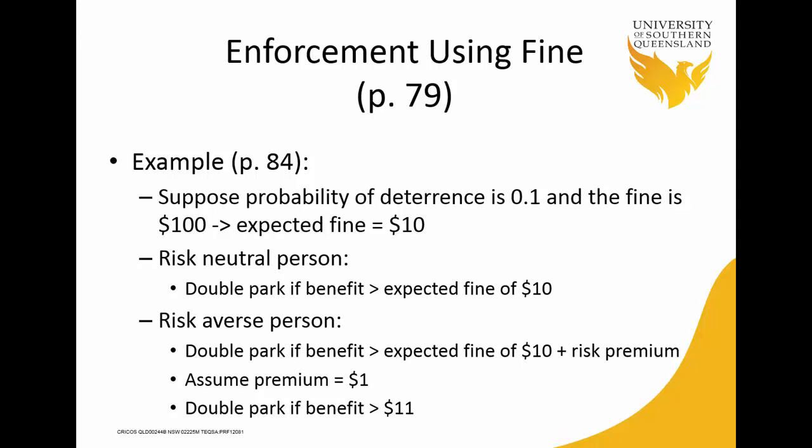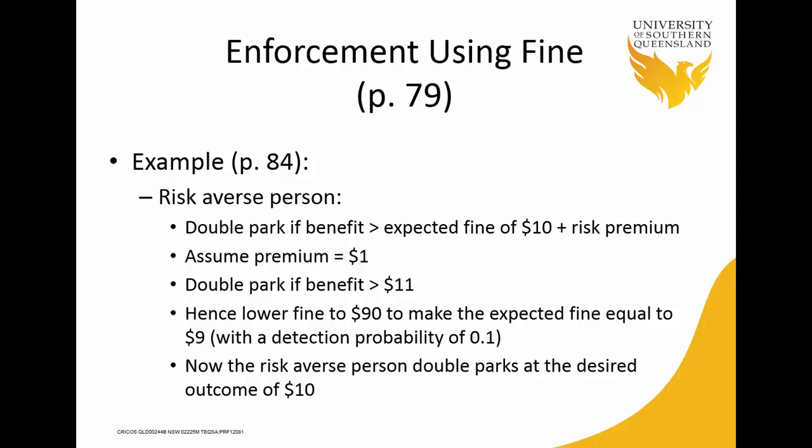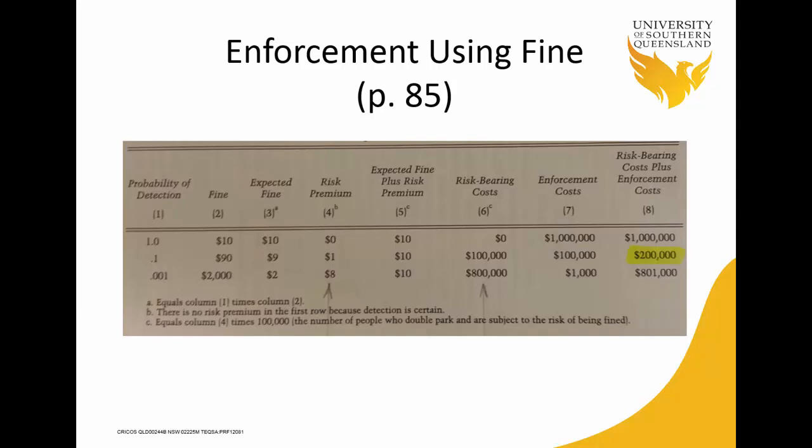Okay. All right. So if we, for example, now lower the fine to something like $90, okay, so multiply that again with the detection probability of 0.1 gives you $9. Then we add on top of that the risk premium, then that will still give us the expected fine that we want, which is equal to 10. And that's what we see on page 85.